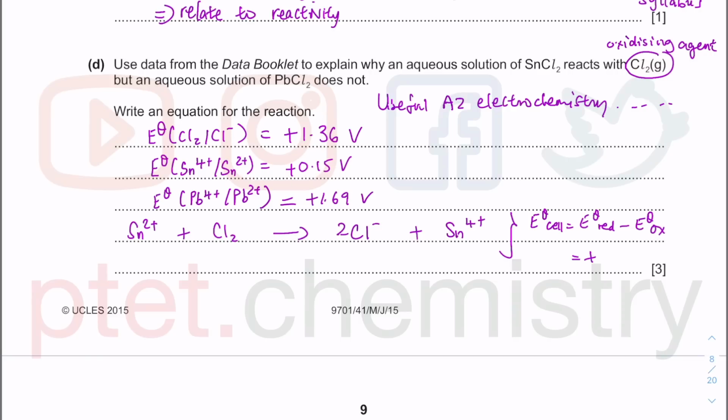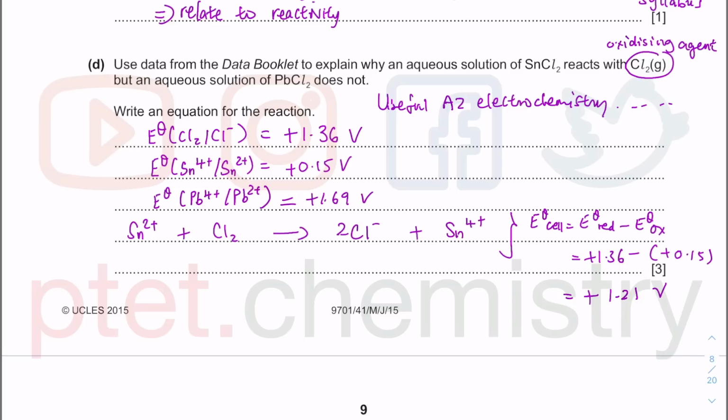You can see that something more positive minus something less positive gives something positive: 1.36 minus 0.15. Your calculator shows you 1.21, but you need to know that in electrochemistry the answer must have a sign, a value, and a unit. And you can relate this to the new syllabus.